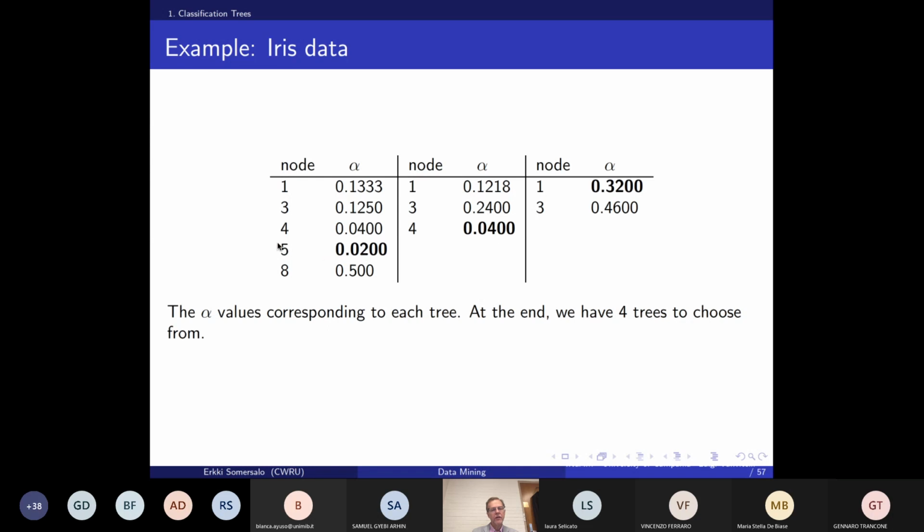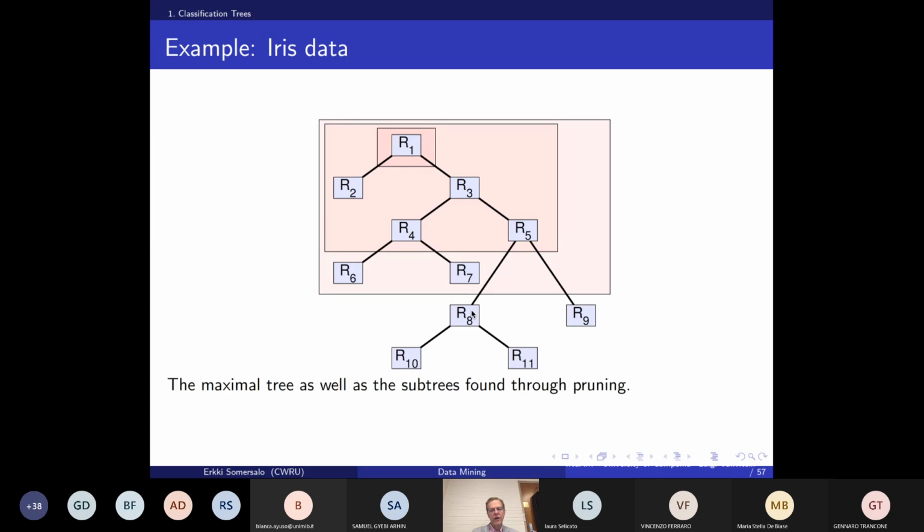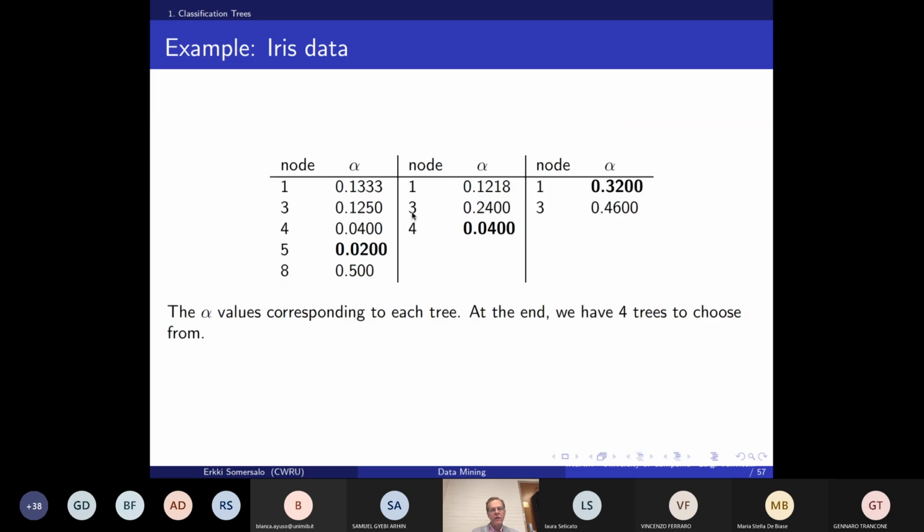So since this is the smallest alpha, I cut at 5. So now I have the tree where I have left out R8, R6, R10, and R11. So what are the non-leaf nodes here? They are R4, R3, R1, 1, 3, 4. So I calculated the critical alphas for those nodes, and I realized that 4 is the smallest of them. So the next cut is at node 4.